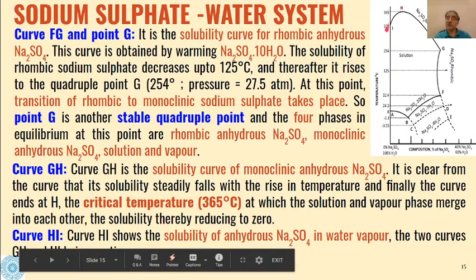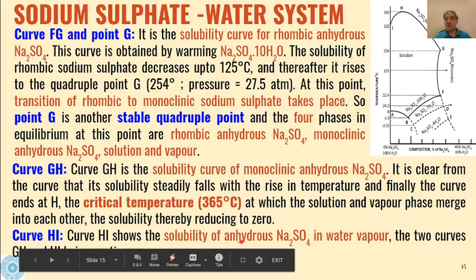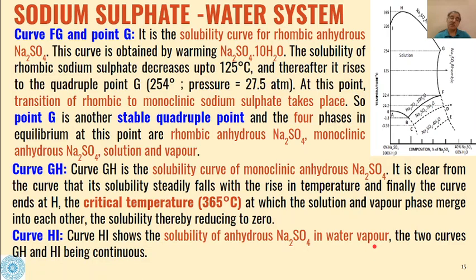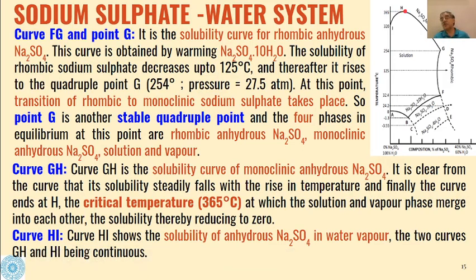Then curve HI, there is no proper demarcation between GH and HI. And this is called the solubility of anhydrous sodium sulfate in water vapor. As I have told you, the two curves are continuous curves. The only differentiation point is this temperature, 365 degrees. So at 365 degrees the point will be the H point. Otherwise there is no differentiation between these curves.